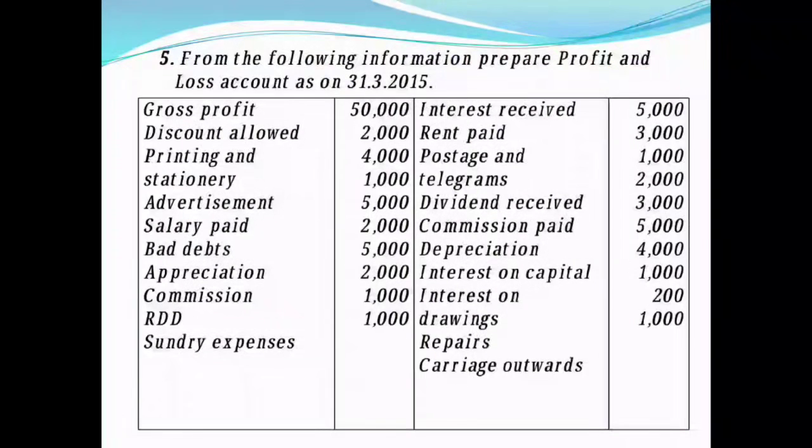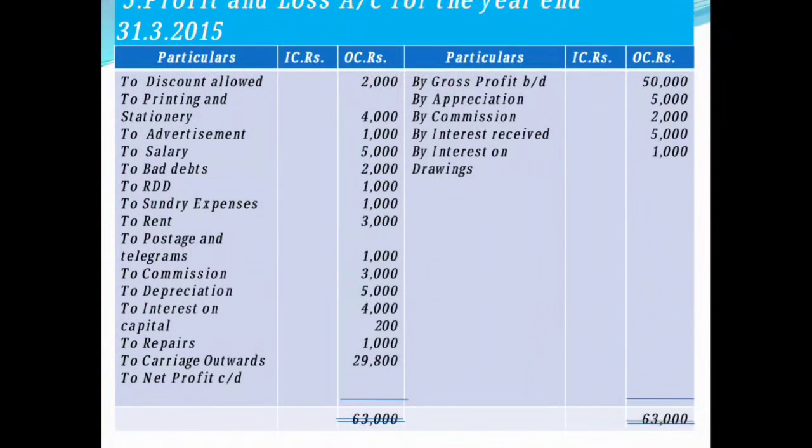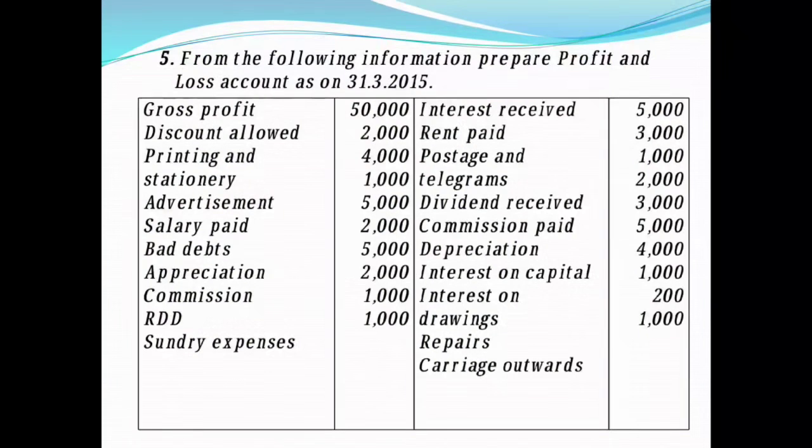The next you have printing and stationery rupees 4,000, which you are going to record on the debit side again because it is an expense: to printing and stationery rupees 4,000. The next you have advertisement expense rupees 1,000.